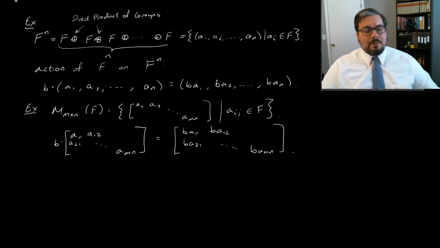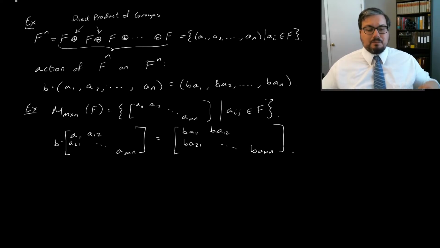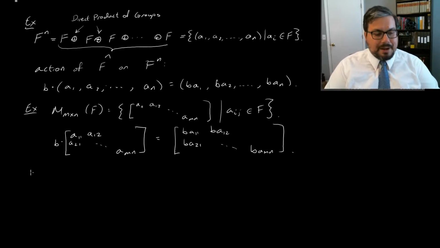Now, in both of these cases, the vector spaces that we deal with can be described using a finite amount of data. That is, in this first example, every element can be described using n elements of the field F. In this second example, every element can be described using m times n elements of F. But there are some vector spaces that can't be described using a bounded amount of data.